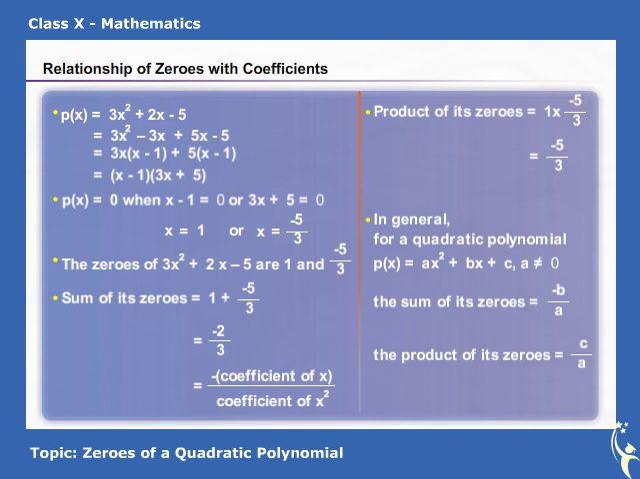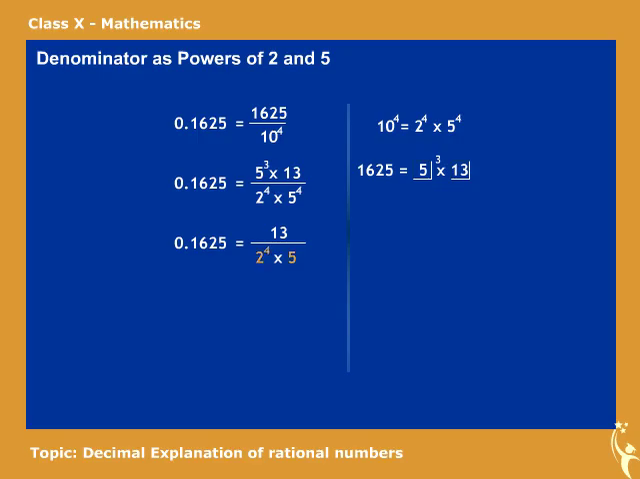It's the power of 2 and the power of 5. A rational number is a terminating decimal if it can be expressed in its reduced form with the denominator as the product of non-negative powers of 2 and 5.